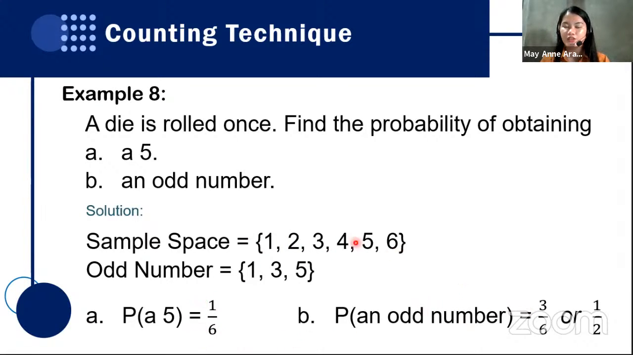And for an odd number, you need to identify the odd numbers in the sample space, and those are 1, 3, 5. And how many are those? You have 3. So 3 over 6. Simplify, 1 half. Same with even number, which is also 3, so 1 half pa rin yung probability of obtaining an even number. Basta ang mahalaga lang doon is the denominator: pag sa die, 6; pag sa coin, 2 lang yun. And if there are 2 dice, 6 times 6, 36.